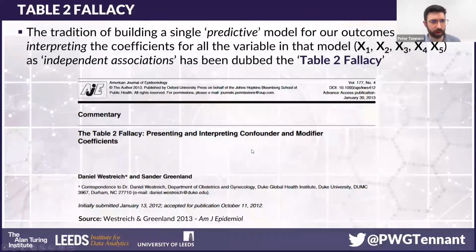Unfortunately, that is a very common practice. And that practice, the traditional practice of building a single prediction model for a particular outcome, and then including a whole bunch of variables, and then interpreting the coefficients on all those variables as if they represent some sort of independent associations, has been given a name, and that name is the Table 2 fallacy.